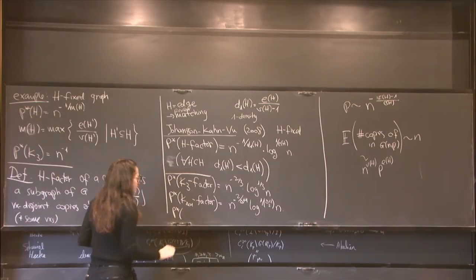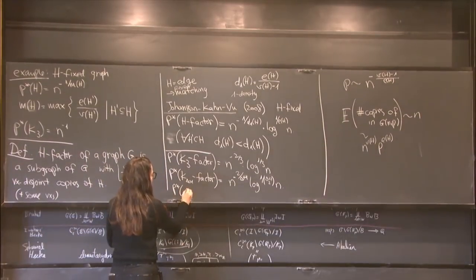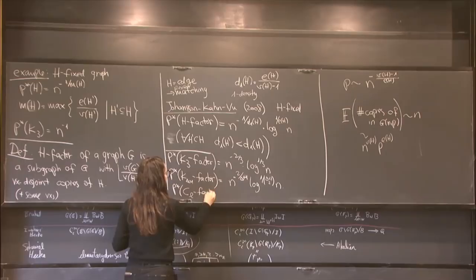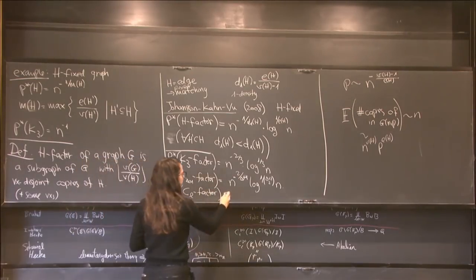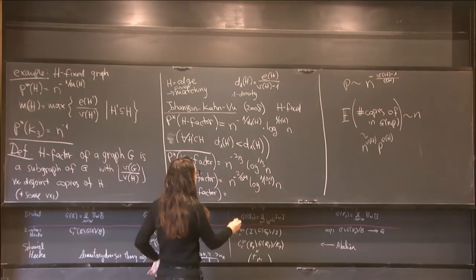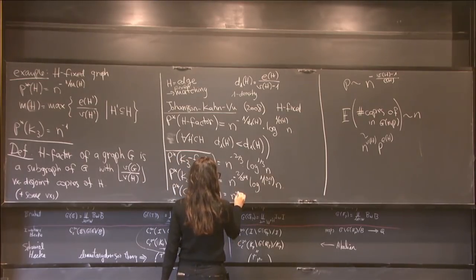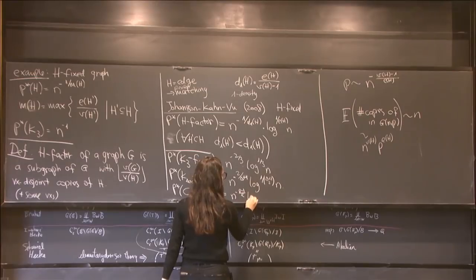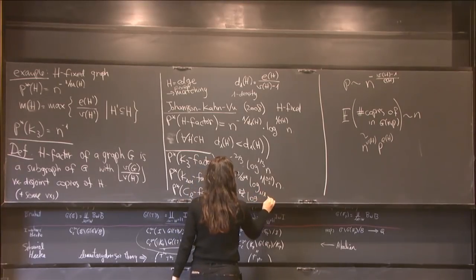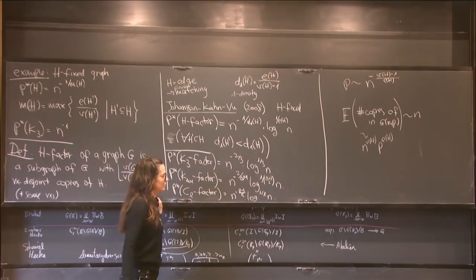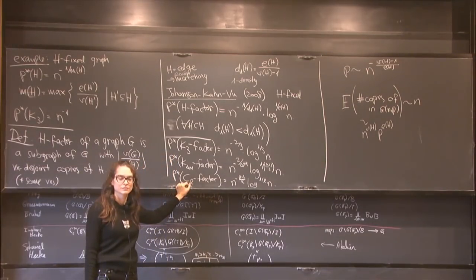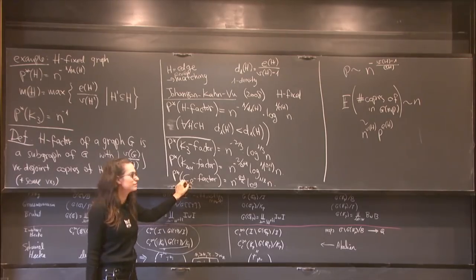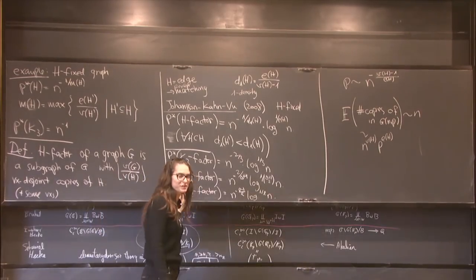Another factor that I'll be interested in is the cycle factor, a C_L factor, where C_L is a cycle of length L. What will be the probability threshold for this? It will be n to the minus (L minus 1) divided by L, times log n to the 1 over L. This holds as long as the graph C_L satisfies this balance condition. Correct, I need to say it; I should check it before I use it.